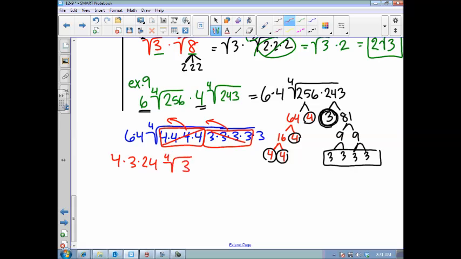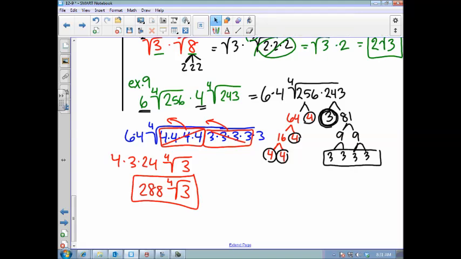So I'll have to multiply all those together. Underneath the radical will be 3. If we multiply all those together, then we're done. What's 4 times 3 times 24? 288, 4th root of 3. So at the beginning it was a positive times a positive, which is a positive.